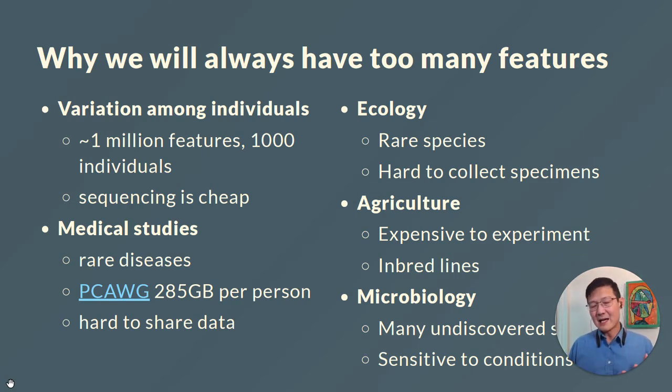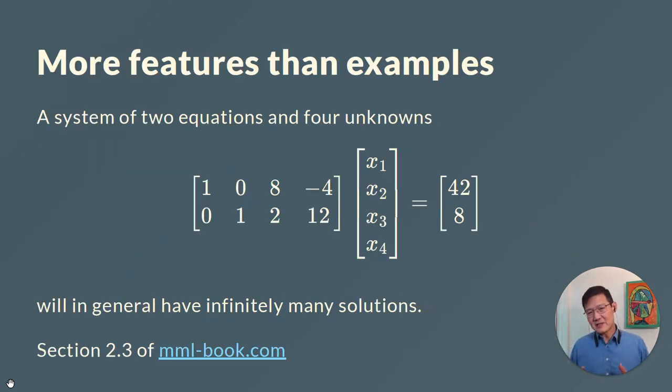So by and large, in the genomic setting, very often we have this high dimensions, so many features, and low sample size, and this is kind of hard to avoid. But how does this affect us?